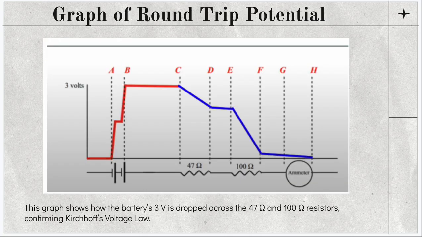Now when looking at the graph of the round trip potential, we can see that the graph shows the battery's 3 volts is dropped across the 47 and 100 resistors, confirming Kirchhoff's voltage law.